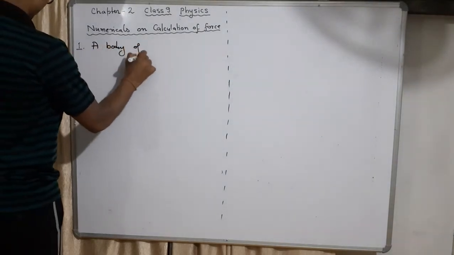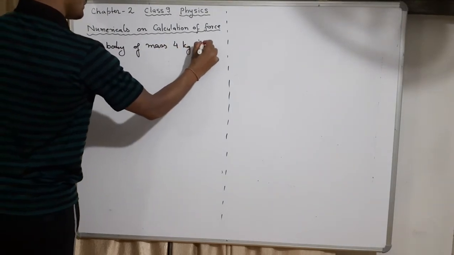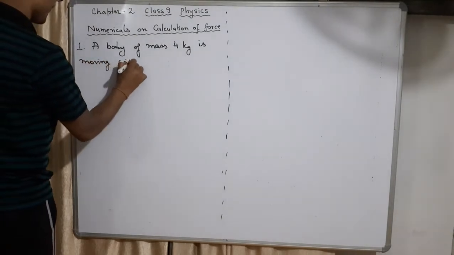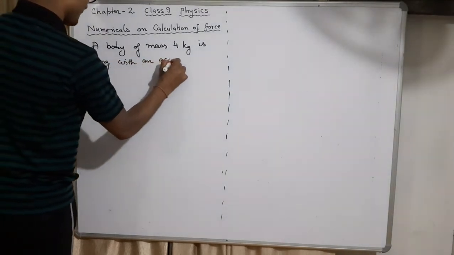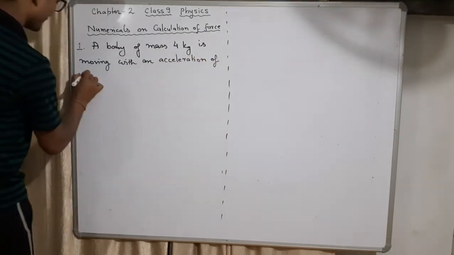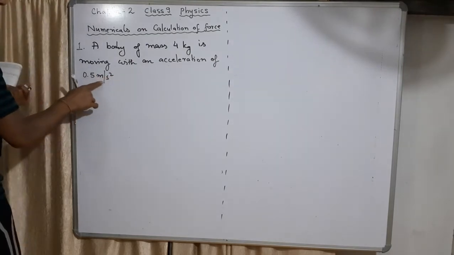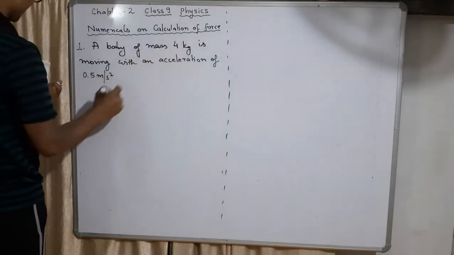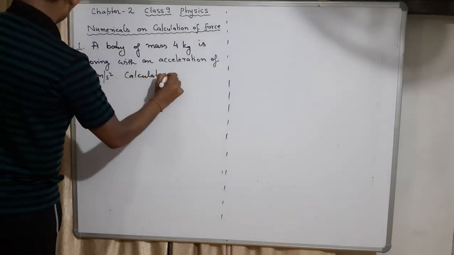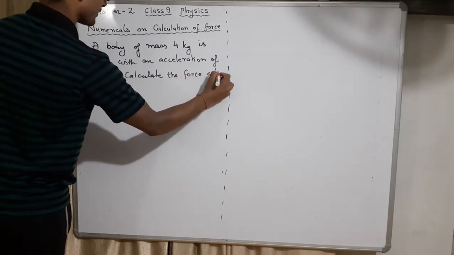A body of mass 4 kg is moving with an acceleration of 0.5 meter per second square. Remember, the unit of acceleration is meter per second square. Kg is mass. Calculate the force acting on it.